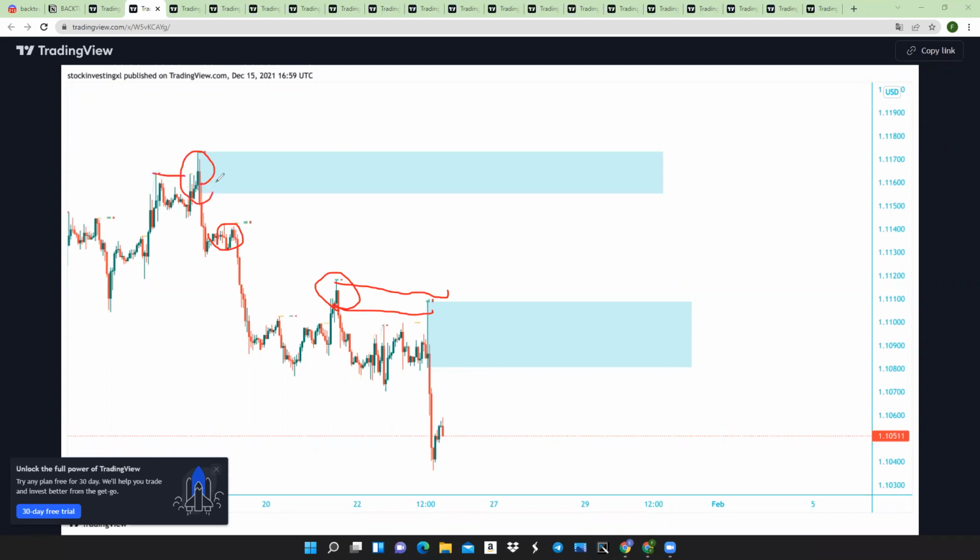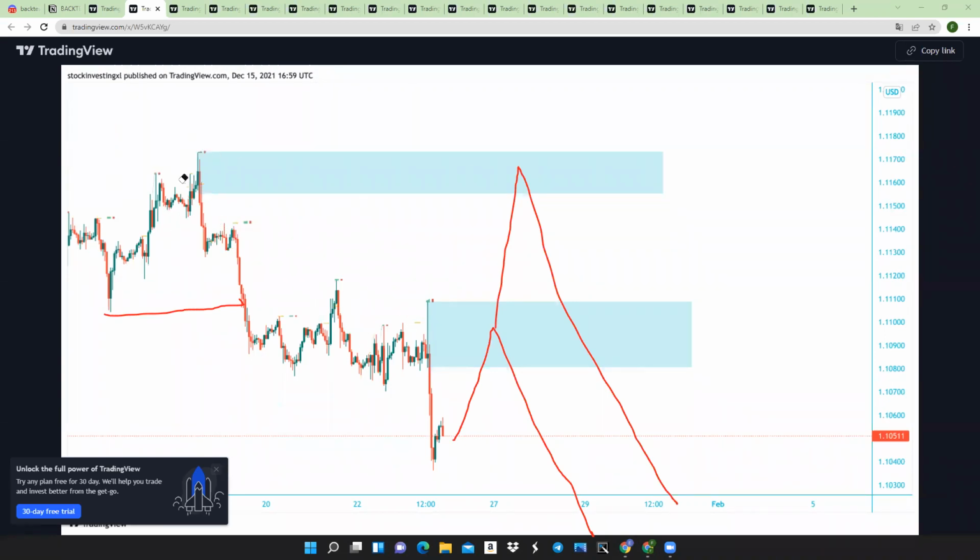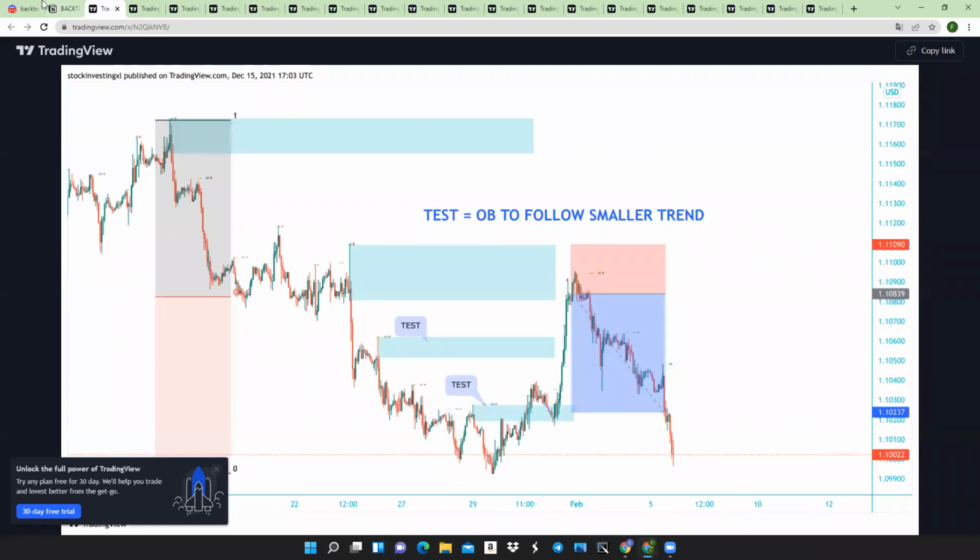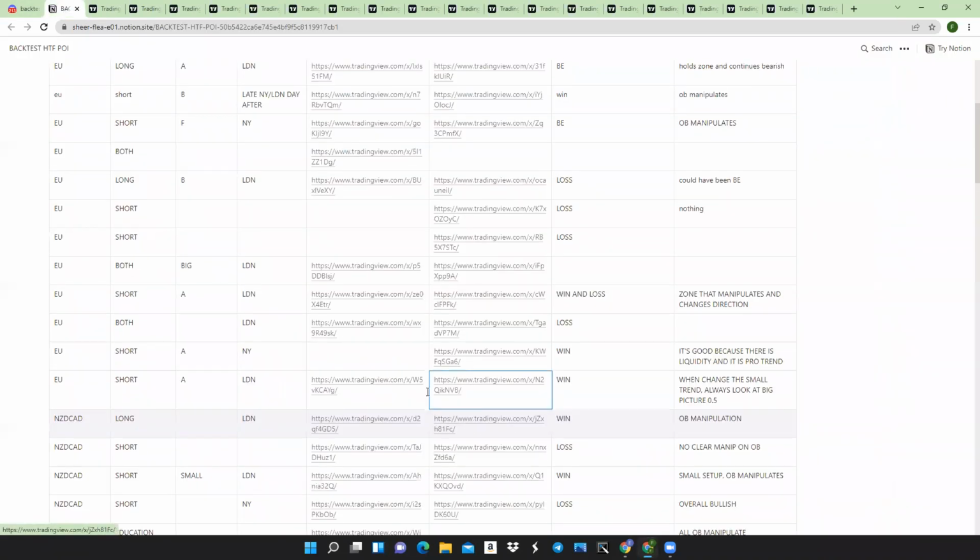Because this one manipulated and broke structure here and broke structure also here. So this could have been valid too. If we go here, of course, in this case, we dropped. This was a take profit, but the other option could have been that we went there and then dropped. That's why we also go to lower time frames. But in this way, we refine a lot our areas. Sorry, I got confused for a second.